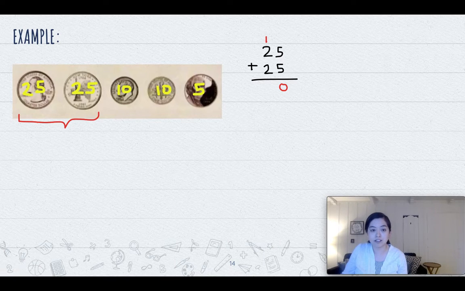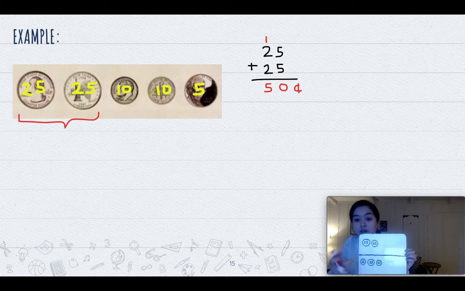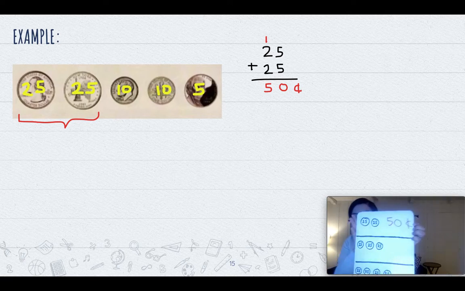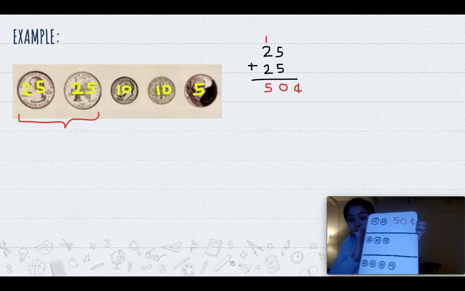Now I have to add the tens. There's 3 numbers now in the tens column, right? We have a 1 plus a 2 plus a 2. 1 plus 2 make 3. 3 plus 2 make 5. So 25 plus 25 is 50 cents. I'm going to try to help me remember what 2 quarters are worth. So 2 quarters here at 25 plus 25 is 50 cents. So I'm going to try to keep my notes here.